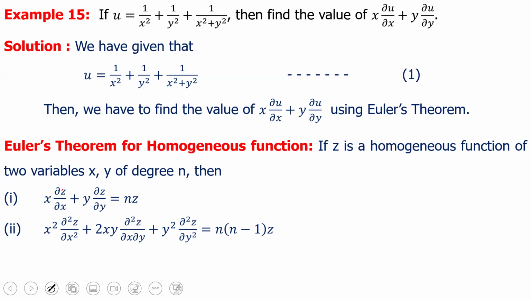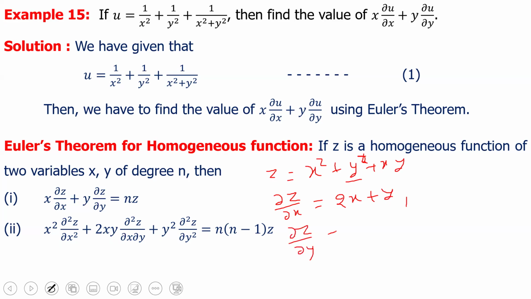Let us first look here. We have given z is equal to x square plus y square plus xy. So if you want to find del z del x, it is nothing but 2x plus 0 plus y. Similarly, del z del y is 0 plus 2y plus x. Now let us multiply this by x and this by y and add them.